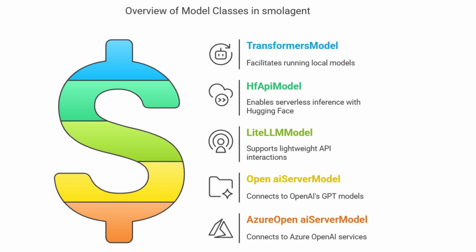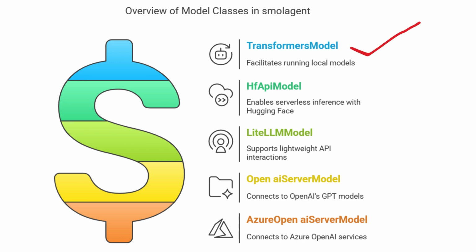Now, let's take a look at the predefined model classes that Smolagents provides to make this integration easier. Instead of manually writing API calls or loading models from scratch, Smolagents offers built-in model classes that streamline the process. These predefined classes allow you to quickly connect your agent to a wide range of LLMs, whether they're running locally on your machine or hosted on cloud-based APIs. Each of these classes is designed to simplify model integration, making it easy to swap between different AI providers without changing your core application logic. Let's break them down one by one.